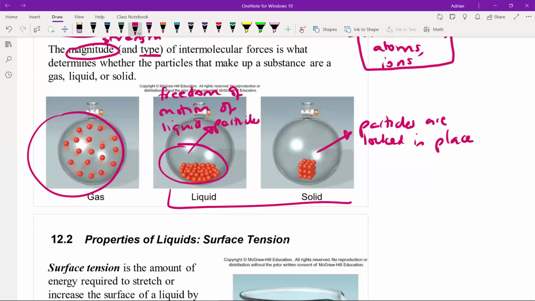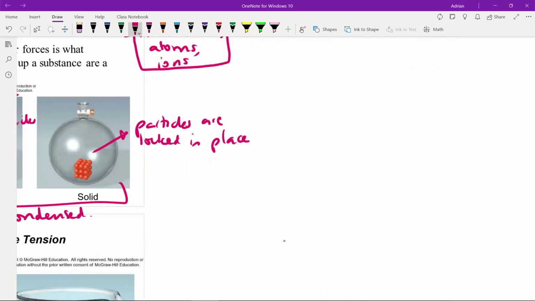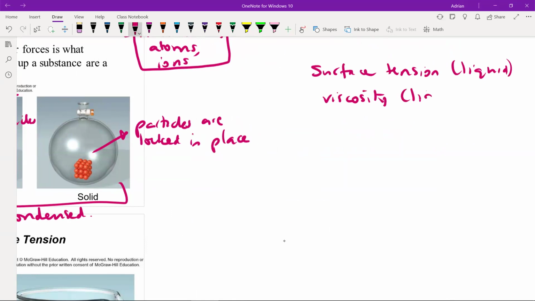Okay, and then again, the solids and the liquids are going to be our condensed phases that we're going to be talking about. So what are some of these properties that we're going to be focusing on? Well, there are several of them. We're going to take a look at surface tension, which is going to apply to our liquid phase. We're also going to be looking at viscosity, also for the liquid phase. Then we're also going to be looking at vapor pressure, which applies to both the liquid and the solid phase.